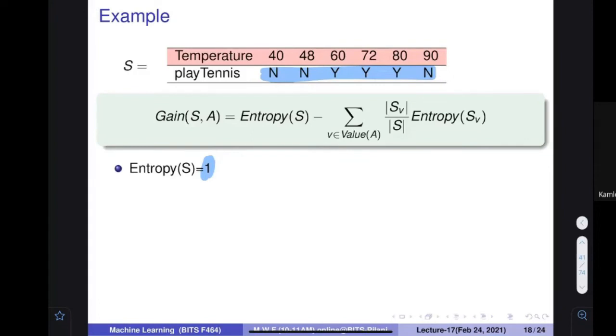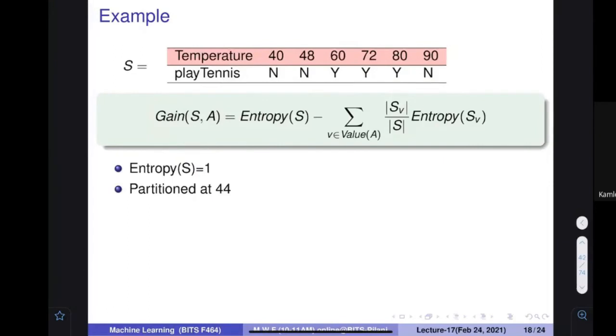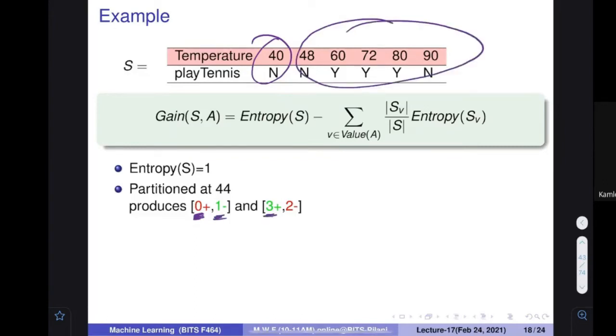Yes, because when the number of positive and negative examples are the same, this value becomes 1. So let me partition it around 44. When I partition around 44, this is the low value and this is the high value. So I divide the data this way: the first part has 0 positive and 1 negative, and the second part has 3 positive and 2 negative.